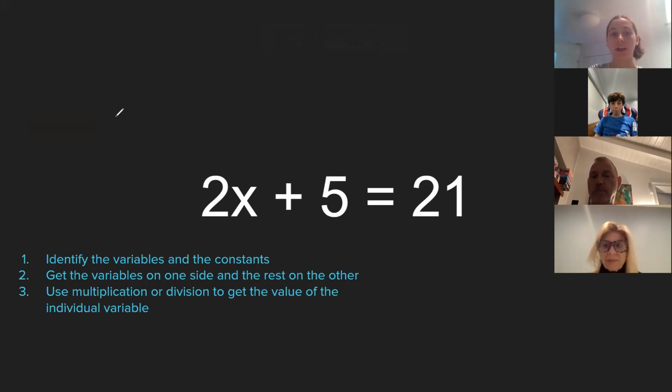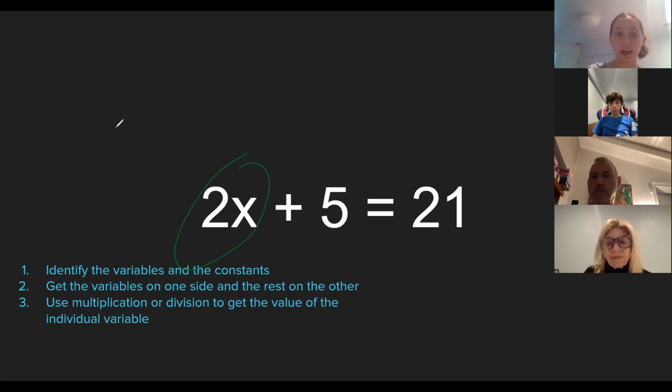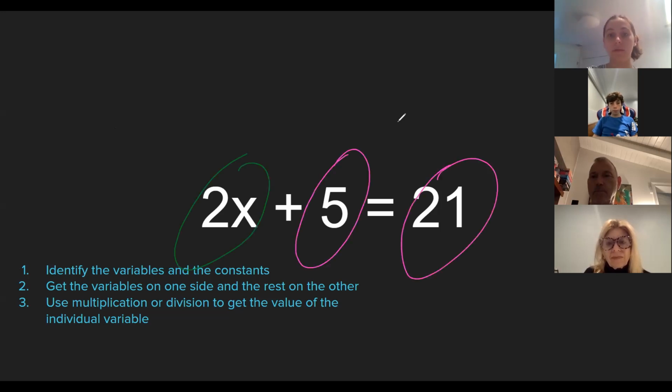So I'm going to first identify the like terms. We have our ones with variables, and then we have the other ones which are constants, also known as just the ones with numbers. I'm going to circle the variable in one color and then the constants in another. So the goal is to get the variables on one side and the numbers on the other.